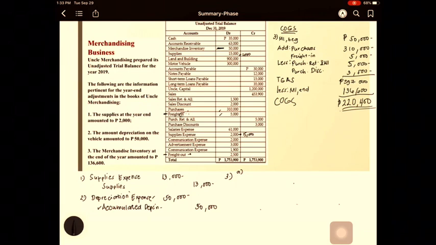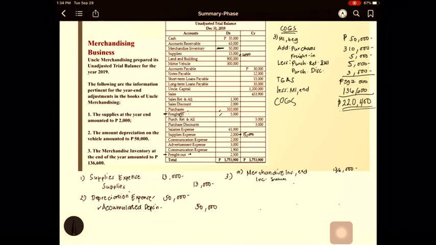And how do we do that? We just have to debit your merchandise inventory. So how much is the value of your merchandise inventory? And we have 136,600. Okay, and we credit a temporary account called your income summary account.